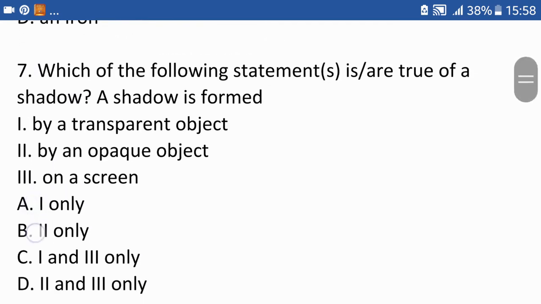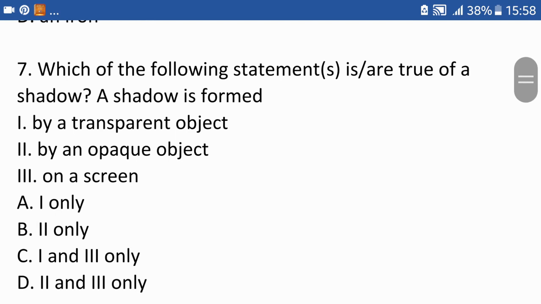7. Which of the following statements is or are true of a shadow? A shadow is formed 1. By a transparent object, 2. By an opaque object, 3. On a screen. So you choose A, B, C, or D.